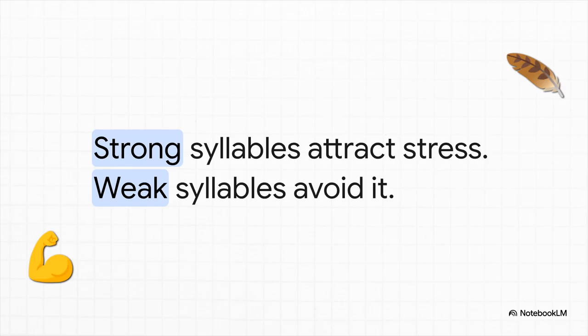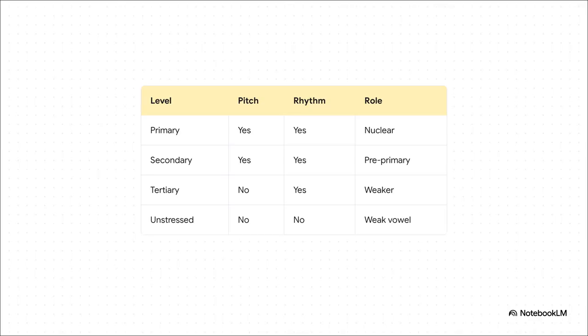Simple as that. Now, English is beautifully complex because it actually distinguishes 4 completely distinct levels of stress. I'd highly recommend pausing for a second to memorize these 4 levels because it's an absolute lifesaver for multiple choice questions. At the very top, we have primary stress. This has both pitch and rhythmic prominence. It's your nuclear stress. Then there's secondary stress, which also has pitch and rhythm, but usually pops up right before the primary stress. Tertiary stress gives you that rhythmic beat, but totally drops the pitch prominence.